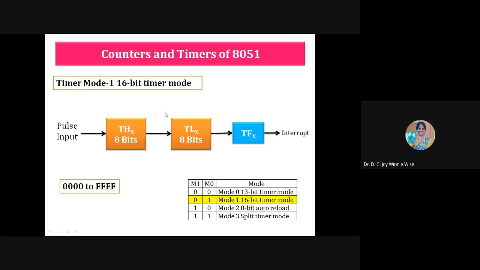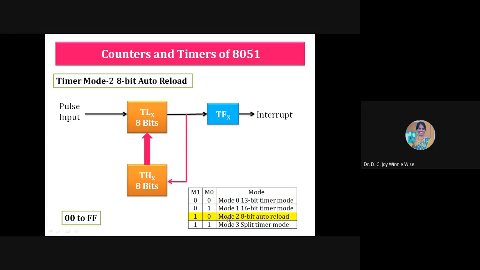Let's go to the second mode. Here it is used as a 16-bit timer. I'm going to use THx as 8 bits and TLx also 8 bits, so totally we have 16 bits. The range will be 0000 to FFFF. When the counter value is loaded and reaches 0, it will set the timer overflow flag bit available in the timer control register, and then it will call the interrupt, saying that I have completed the process.